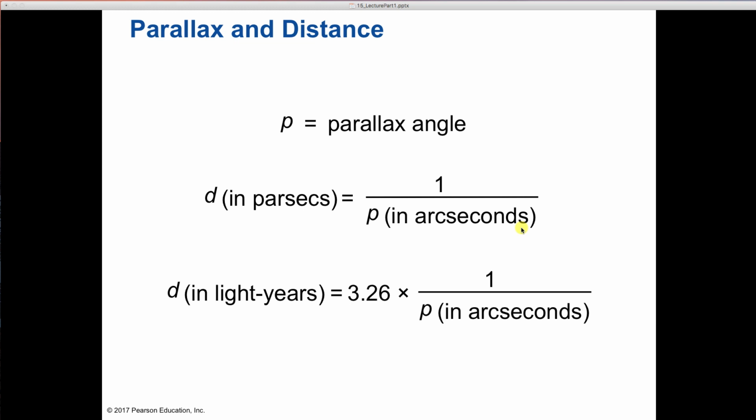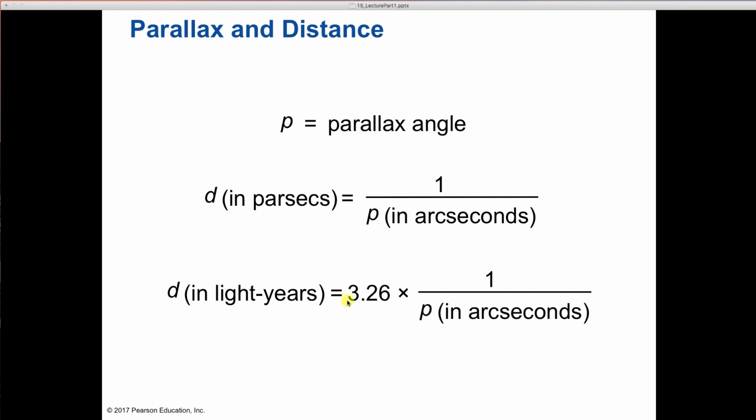And if a star shows a shift in position among distant stars of 1 arc second, it's a very small distance change. It's a very small angular change. But if we can measure that, then we know that that star is 1 parsec away. That's the definition of the distance, 1 parsec. It has a parallax of 1 arc second. The parsec is the distance of a star that has a parallax angle of 1 arc second. We can convert that distance into light years.